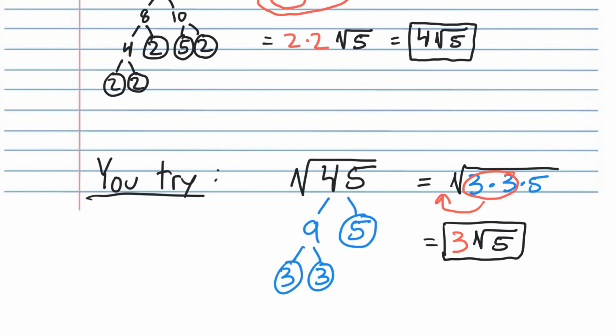Okay, so you can go ahead and check your answer. So 45 breaks down into 9 times 5. 5 cannot be broken down. And then 9 breaks into 3 and 3. And then we can write it out. And then we had one group of 3's, which can come out of the root. So our final answer being 3 square root of 5.